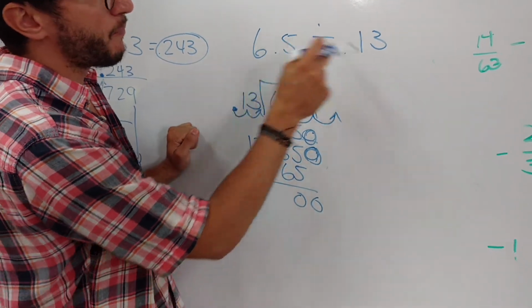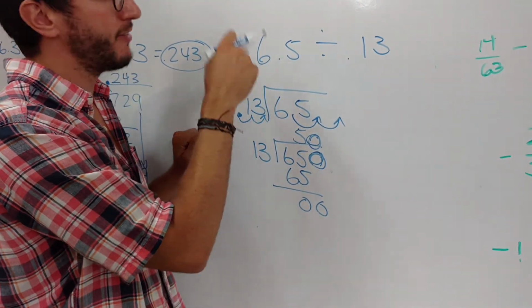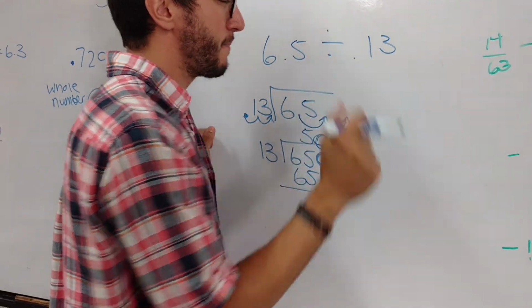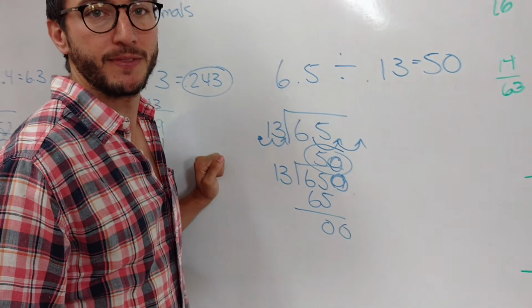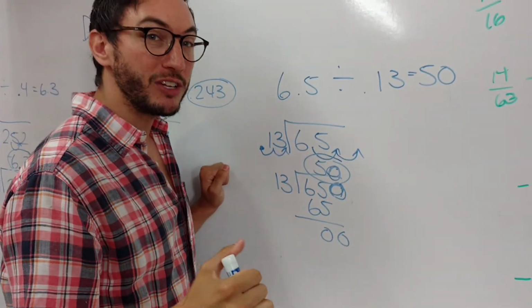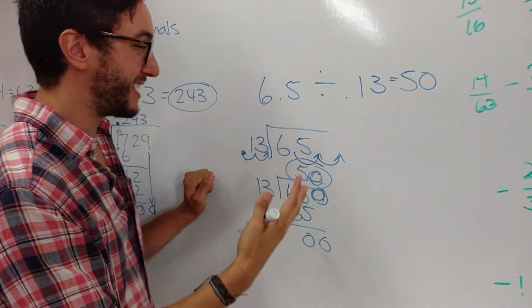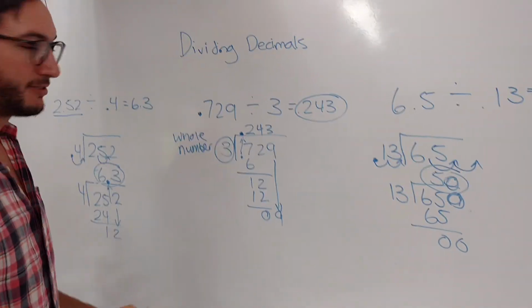So my answer for 0.13 going into 6.5, or 6.5 divided by 0.13, would be 50. Okay? If you have any questions on this, please let me know, but this is how you divide decimals.